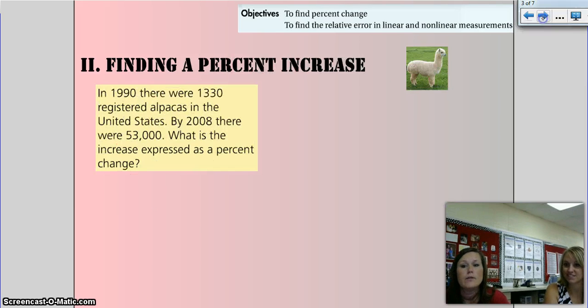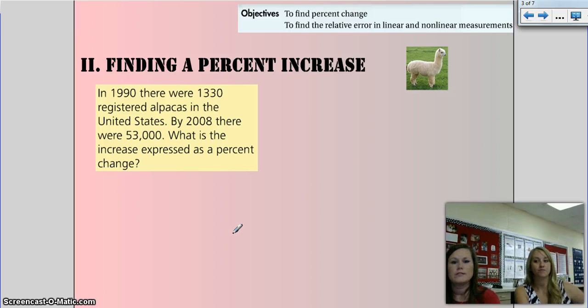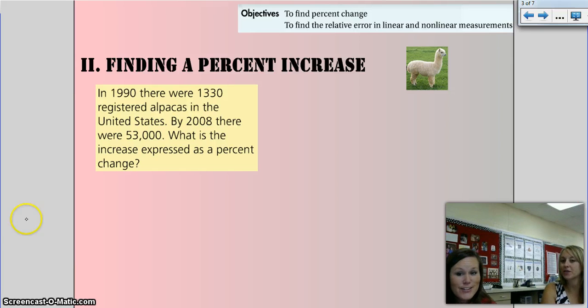Now, finding percent increase. In 1990, there were 1,330 registered alpacas. You always talk about alpacas. I know my friend at FT teaches Spanish, and she's obsessed with alpacas. Hola, alpaca. So there's about 1,300. By 2008, there were 53,000. Holy moly! What is the increase expressed as a percent change?